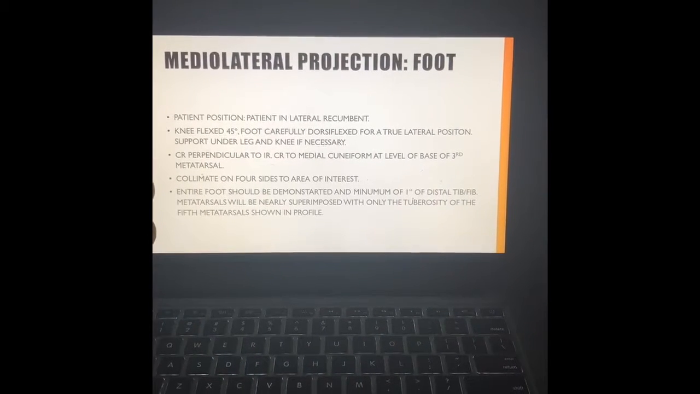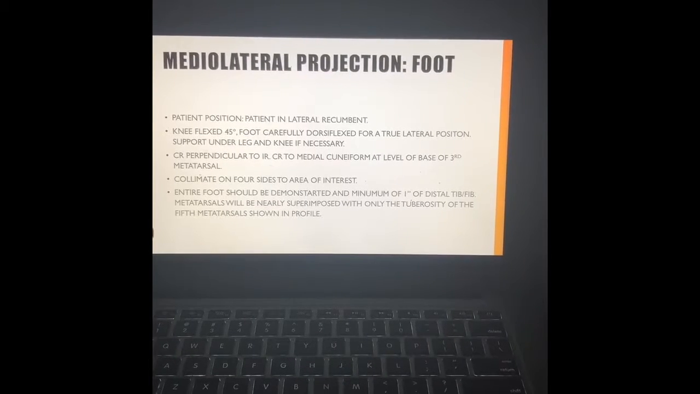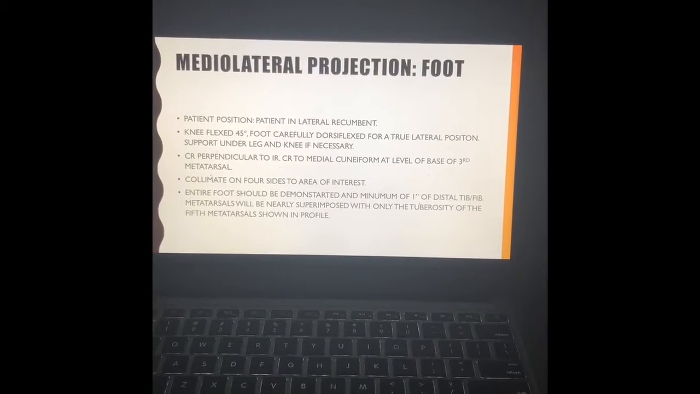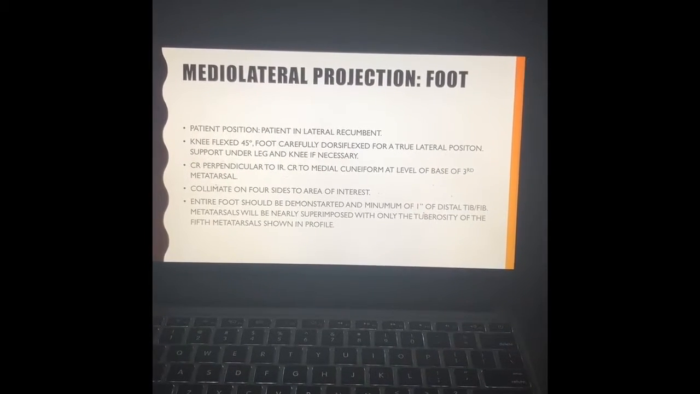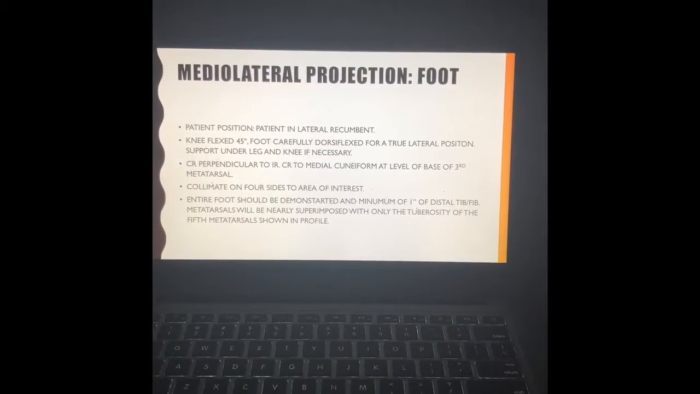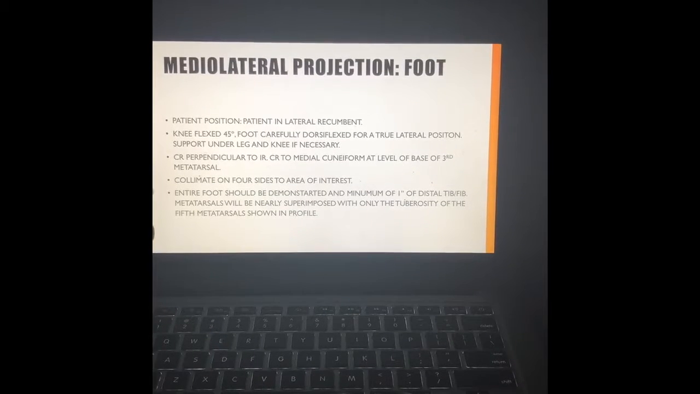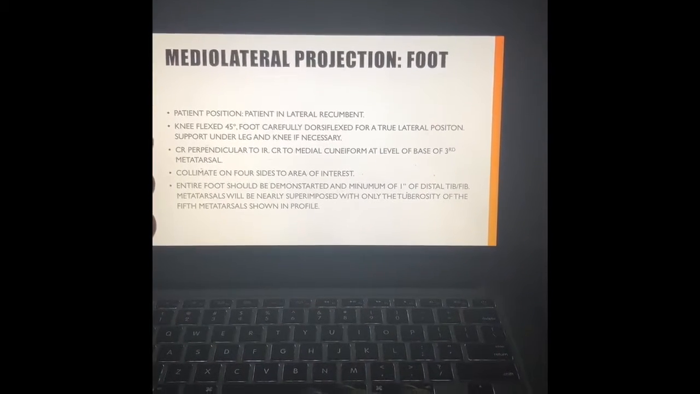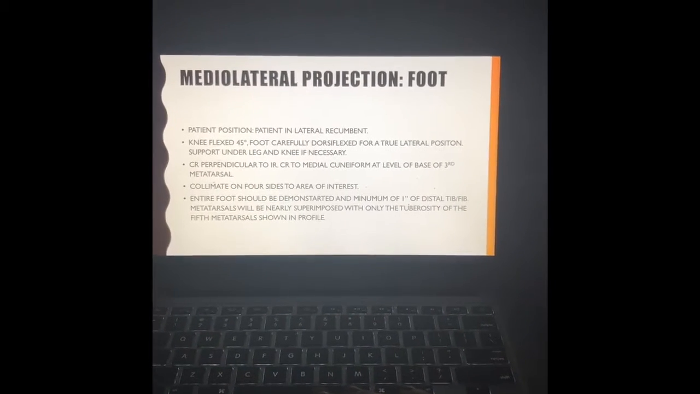CR is perpendicular to IR. CR is directed to medial cuneiform at level of base of the third metatarsal. Collimate on 4 sides to area of interest. The entire foot should be demonstrated, and a minimum of 1 inch of the distal tib-fib. The metatarsals will be nearly superimposed, with only the tuberosity of the 5th metatarsal shown in profile.